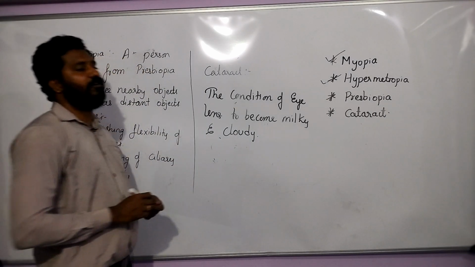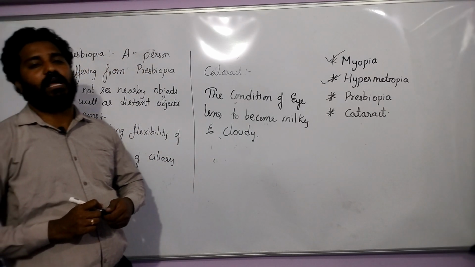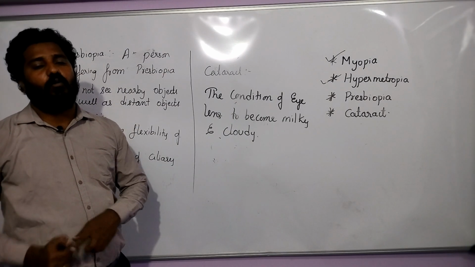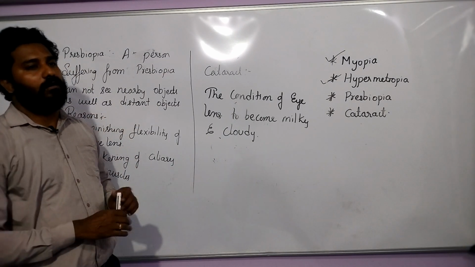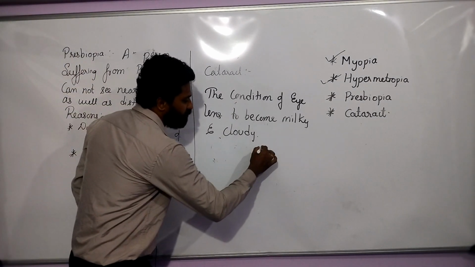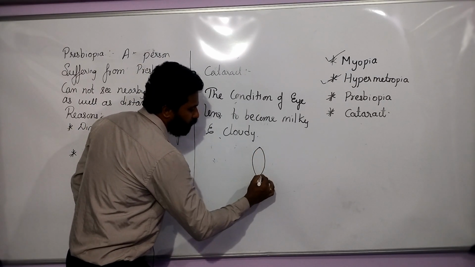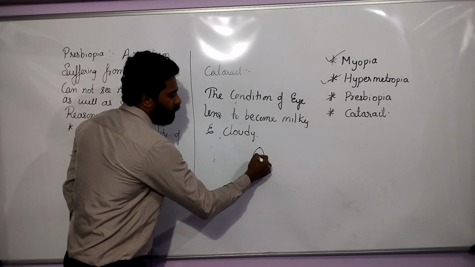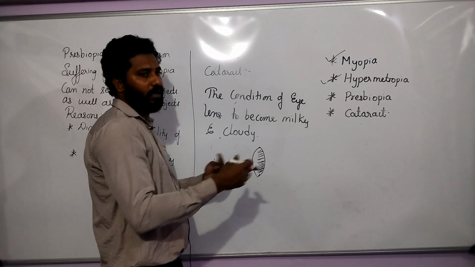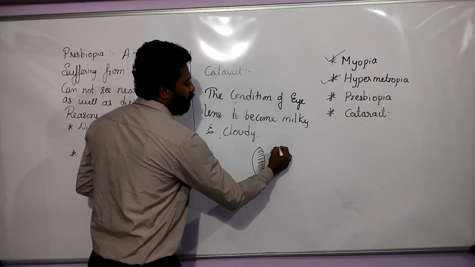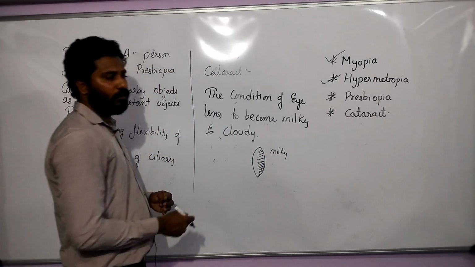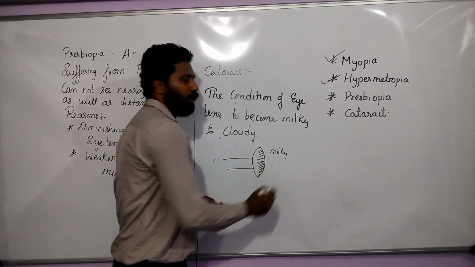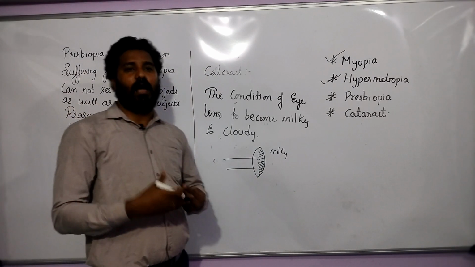So our eye lens is there, right? What happens due to age? When you get old, that transparent fluid turns milky or cloudy. When it turns milky and cloudy, it blocks the images entering our eye.